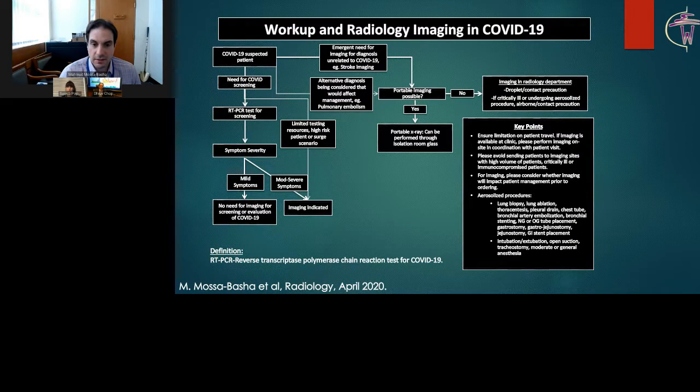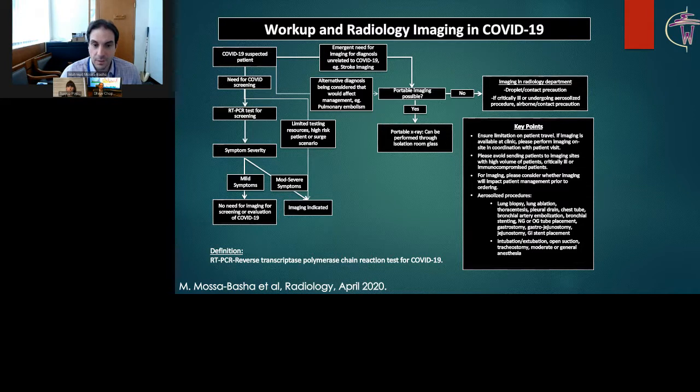And here's a schematic of our imaging process. On the left, generally, you try to image portably when possible. And this really does apply both to COVID-19 positive and suspected patients. But in addition, for inpatients, if you can image portably in order to reduce the traffic, the congestion within the radiology department, and the potential exposures for patients, that's very valuable. You should always take appropriate precautions, and we'll discuss these a little later, and really focus on imaging that will change management.